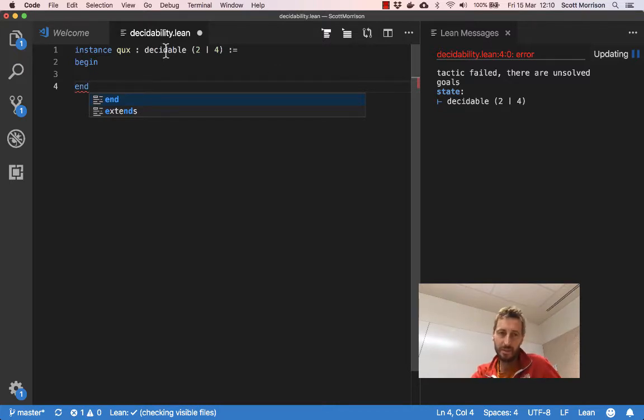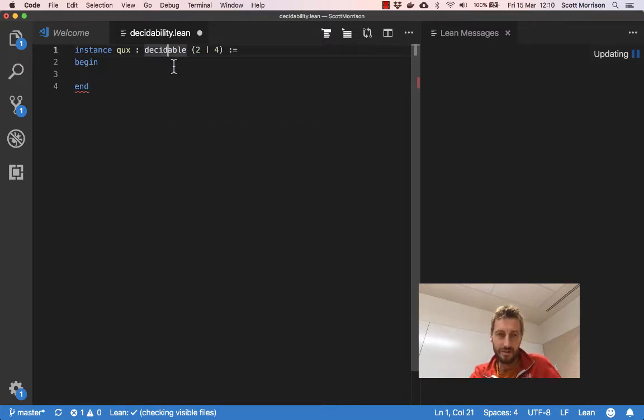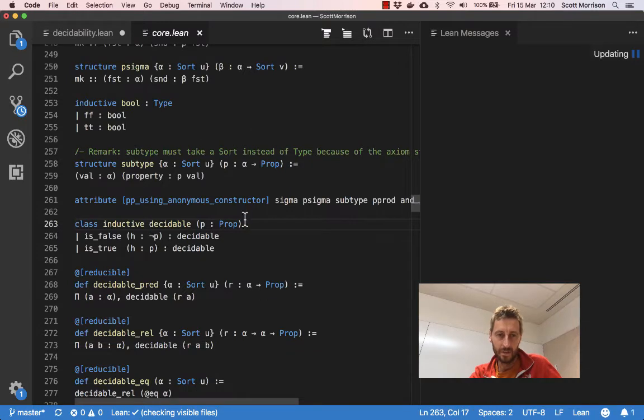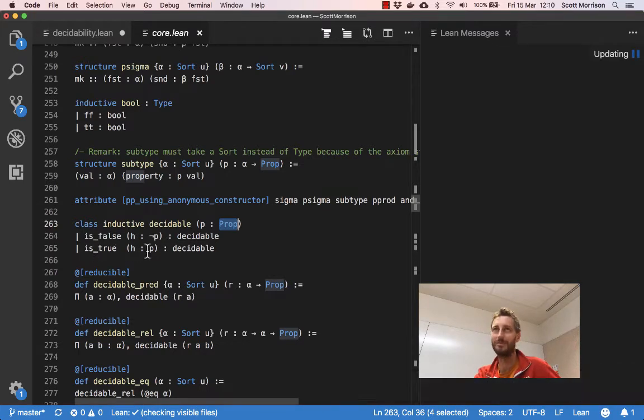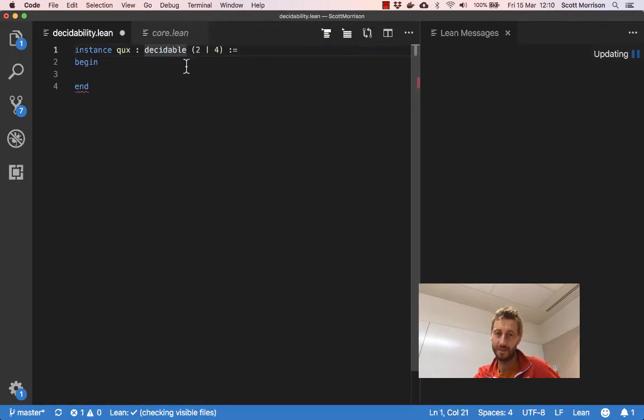So decidable is implemented in a very, very simple way. Decidable is just the following inductive type, parameterized by a proposition. There are 2 constructors of decidable P. One of them is called is false, and you need to give it a proof that P is false. And the other one is is true, and you need to give it a proof that P is true. Okay? So the only way to ever have an instance of decidable something is if you've got a proof that it's either true or false.